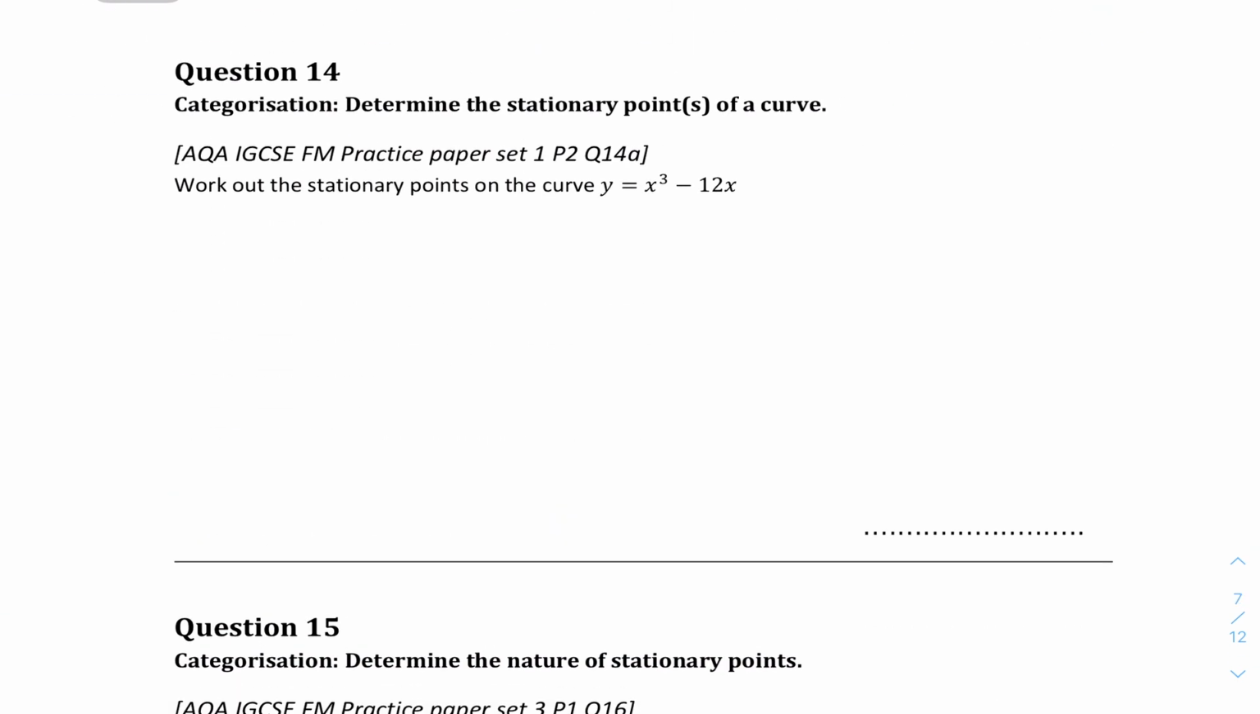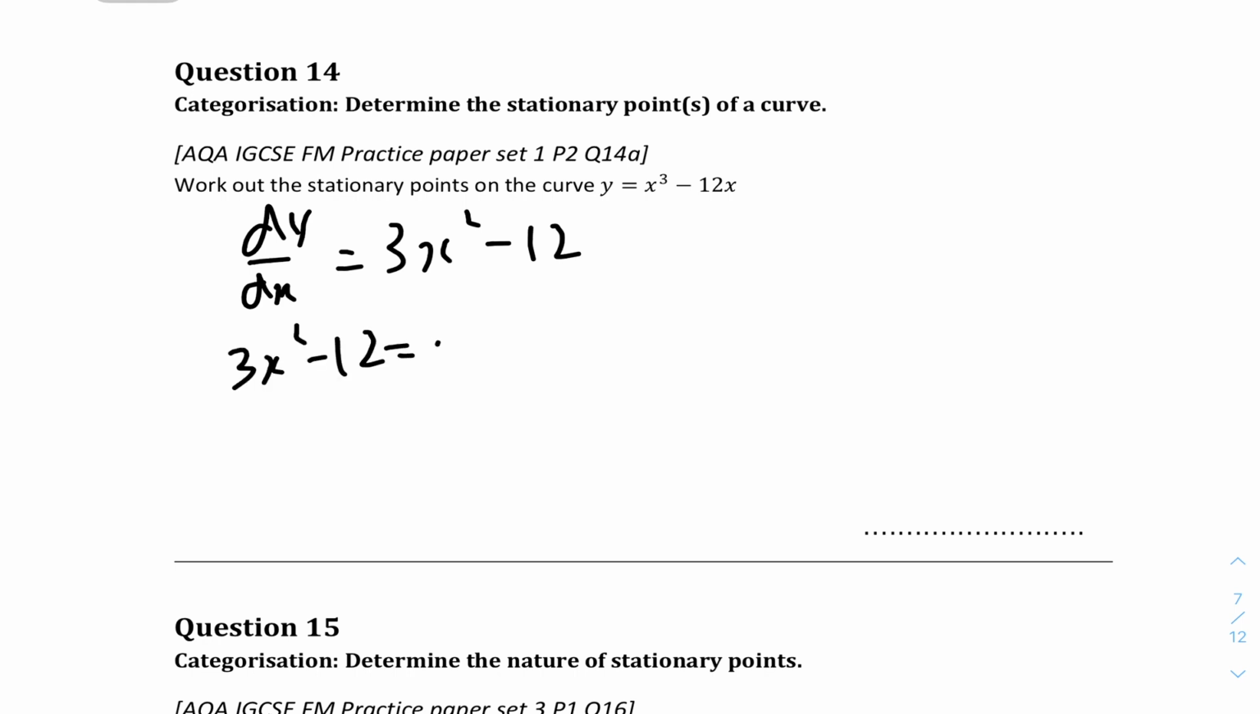Then question 14: work out the stationary points on the curve y equals x cubed minus 12x. So just differentiate it: dy over dx equals 3x squared minus 12. Set that equal to 0 to find the stationary points. So 3x squared minus 12 equals 0. Rearrange the equation to get x as the subject. So x squared equals 4, and therefore x equals plus or minus 2.